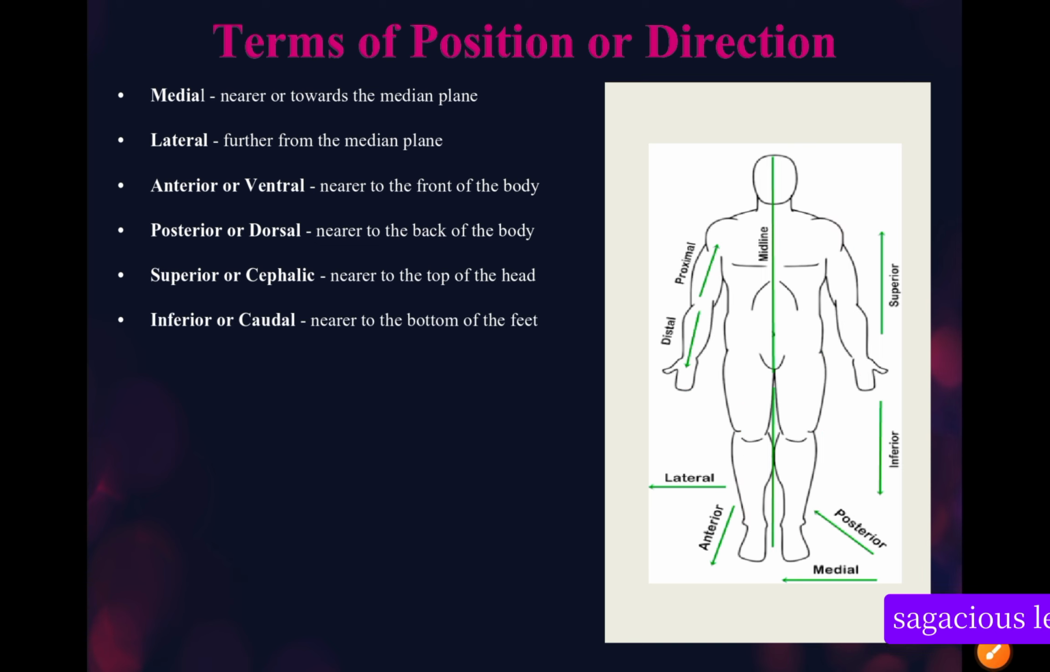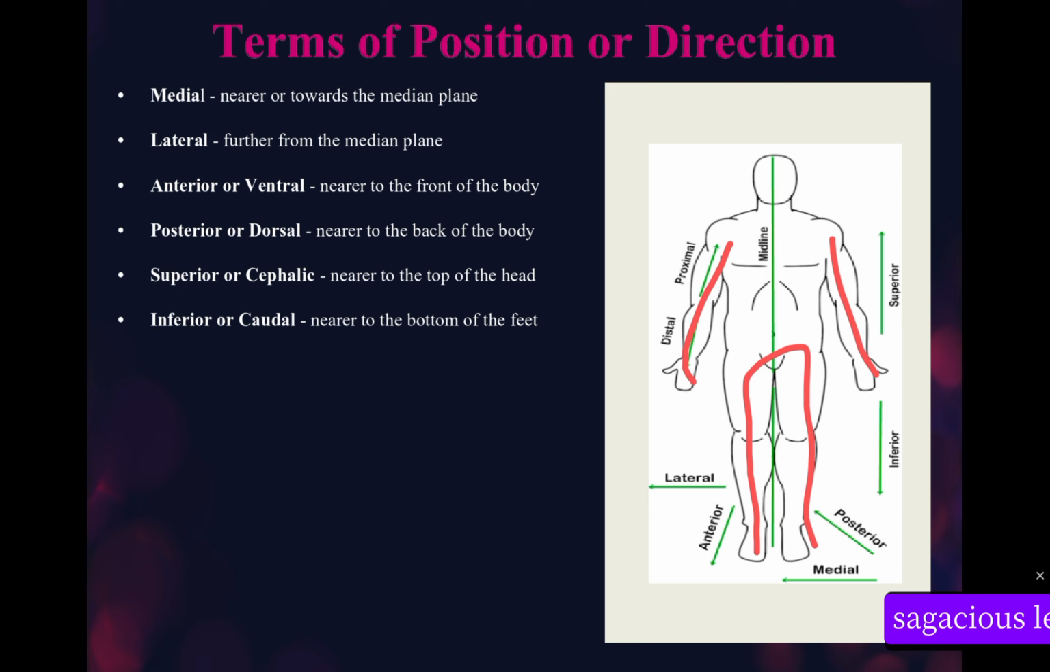Now we have inferior or caudal, nearer to the bottom of the feet. Inferior or caudal, we are talking about, most times, the tail. The tail is most times called the caudal. Inferior means below, lower. So if I say this is superior and this is inferior, superior means above, and inferior means below. Example of inferior, I can say the lower limbs are more inferior than the upper limbs. This means that the lower limbs are lower, below the upper limbs.